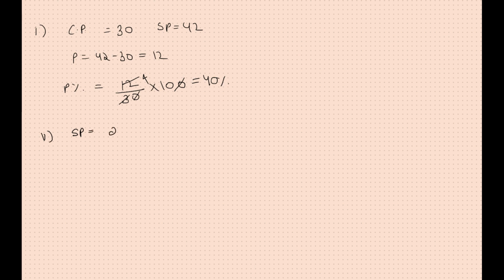Let us look at the fifth part. Selling price 200 rupees. Loss 40 rupees. So find cost price first. Cost price will be SP plus loss. So 200 plus 40. So it will be 240 rupees.